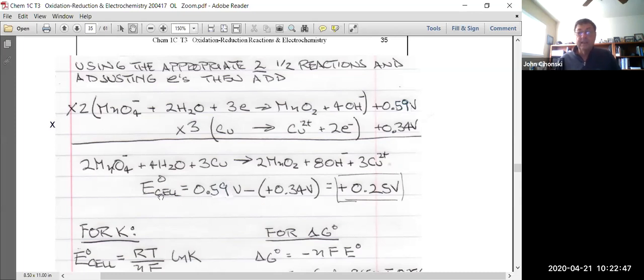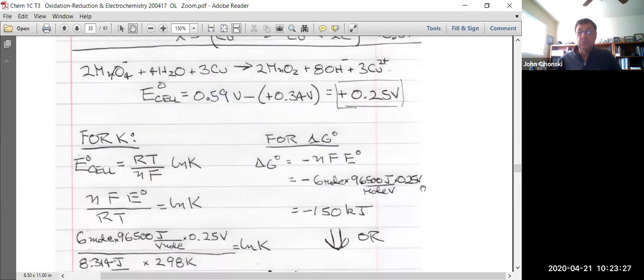So we can look at the cell standard potential. For the cathode, that's going to be plus 0.59 volts, minus to indicate that we have the anode here, and we put in the plus 0.34, which becomes negative because we flipped it. And then we find that the overall cell has a voltage of plus 0.25 volts. Okay, so we've got one piece.